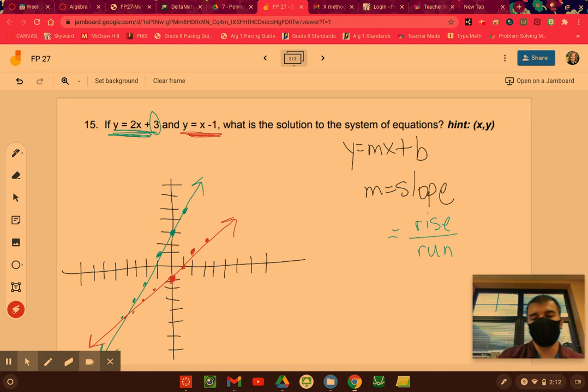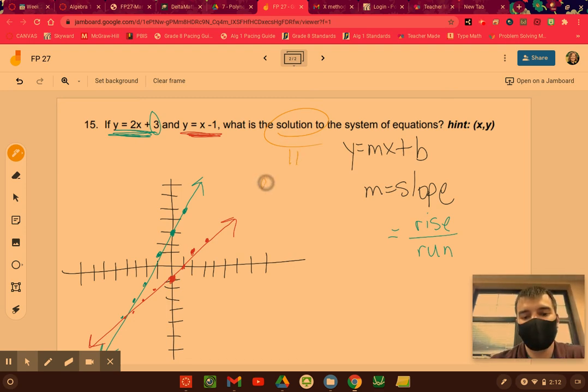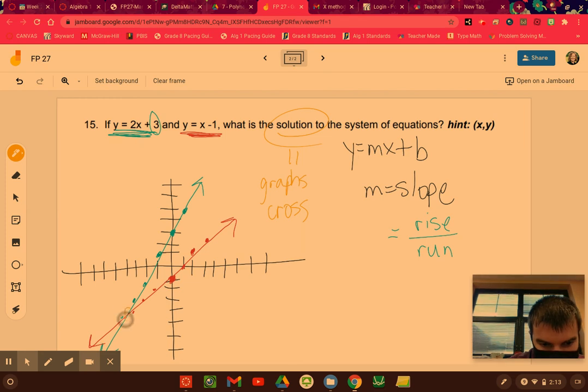And then we're asked the question, what is the solution of the system of equations? So remember, our solution is where the graphs cross. So we were trying to find a point where the graphs cross, and it looks like it's about right here.